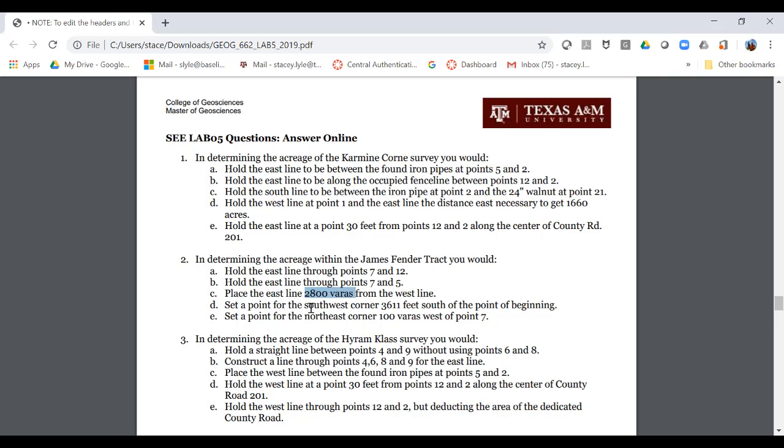You would set a point at the southwest corner 3,611 feet from the point of beginning. The point of beginning has no more value than any other point in a survey. We talked about that. Set a point at the northwest 100 varas west of that. That's not correct. I would hold A again here.